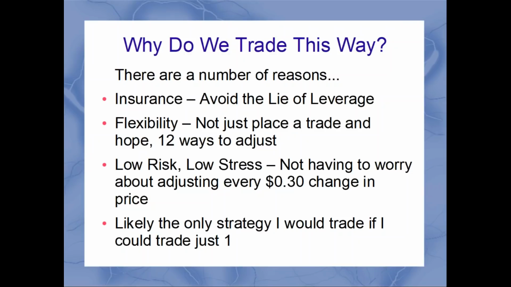The flexibility. We don't just place the trade, the initial married put structure, and hope that the stock's going to move up and we're going to meet our goals. That would be great if it happened, and we're in a position to let that happen. But the 12 different income methods allow us to adjust the position, lower the risk, and increase profits, whether the stock is stagnating, if it's moving up in price, or if it's moving down in price. It's low risk and low stress.